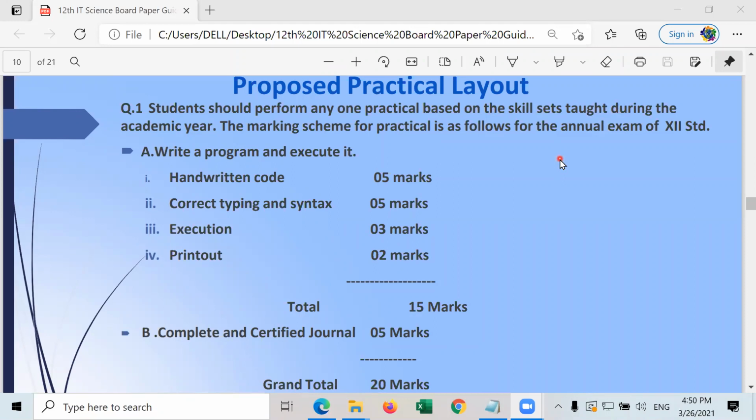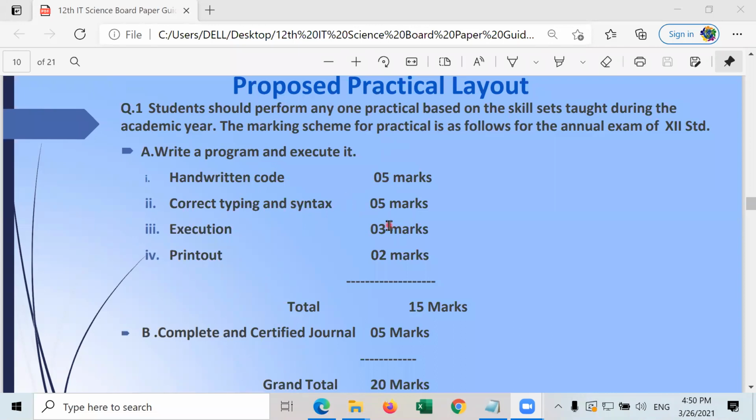I have taught you all three skill sets. We have performed HTML programs, JavaScript programs, and PHP programs as well. Now, this is for practical. You have to write the code on paper. So correct handwritten code will carry 5 marks. That code should be errorless. Correct typing and syntax will carry 5 marks.